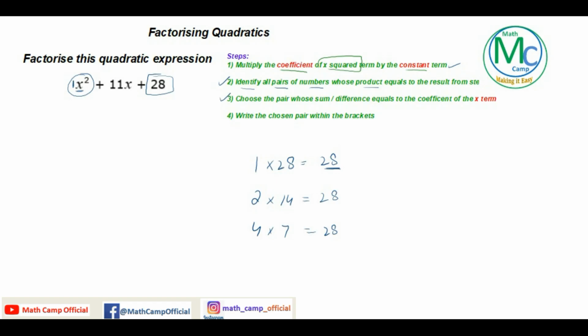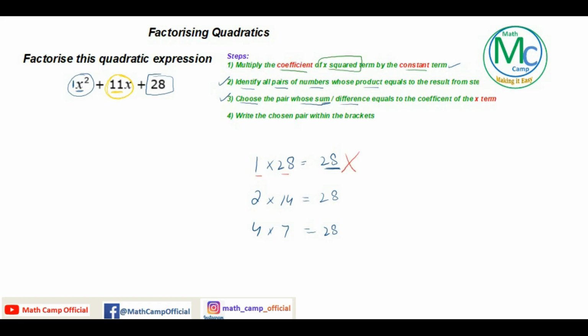Now in step 3, let's see what we have to do. We have to choose a pair whose sum or difference equals the coefficient of x term, and the coefficient of this x is 11. Now among these, which pair has a sum or difference of 11? So 1 plus 28 will give us 29. If we find the difference of 1 and 28, it is 27. That means this factor pair is not going to be used.